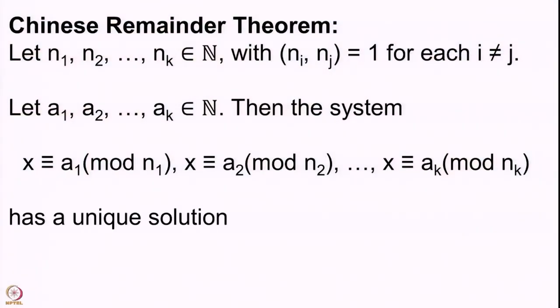Meaning if I take n_1 and n_2, there is no common factor; n_1, n_3 have no common factor, and so on up to n_1, n_k having no common prime factor; then n_2, n_3 have no common prime factor, n_2, n_4, up to n_2, n_k; and the last pair that you will get is n_{k-1} and n_k. Those two natural numbers also have no common prime factor. This is the only condition we have, then this system has a unique solution.